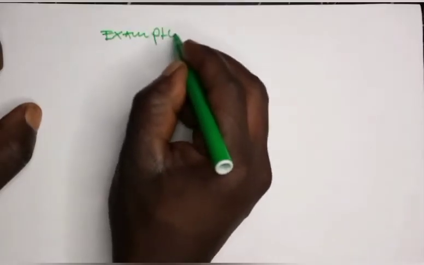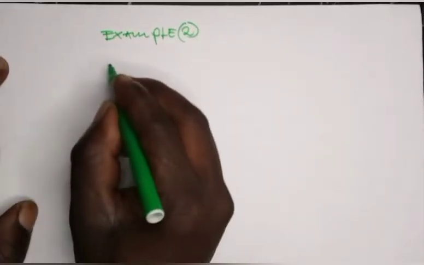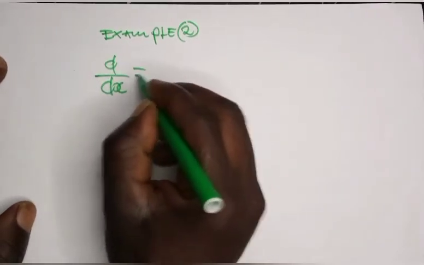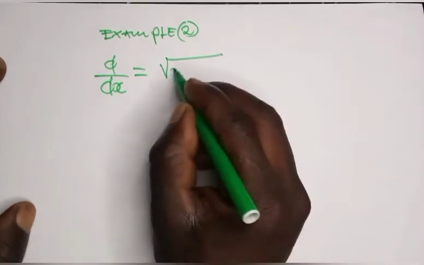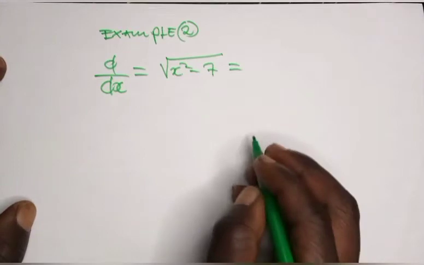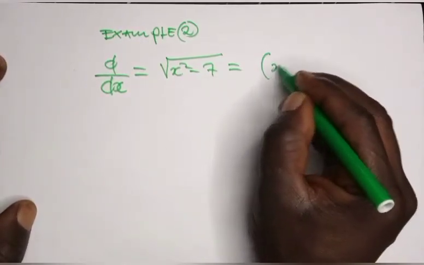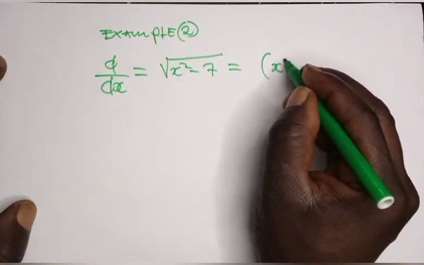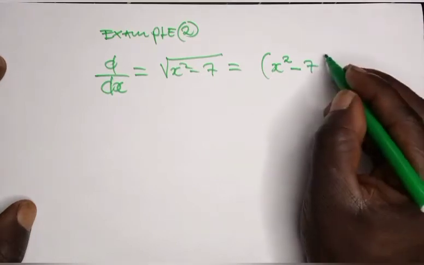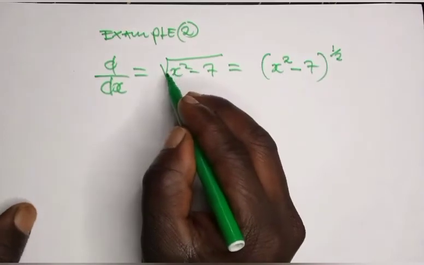Example 2. When you're given a question like this one, d over dx of the square root of x squared minus 7. Then let's take it into brackets. It will be open bracket x squared minus 7 close power half. Half is the same as the square root.